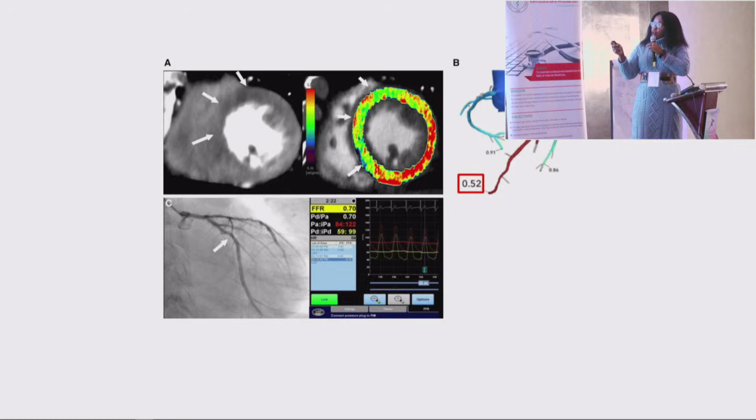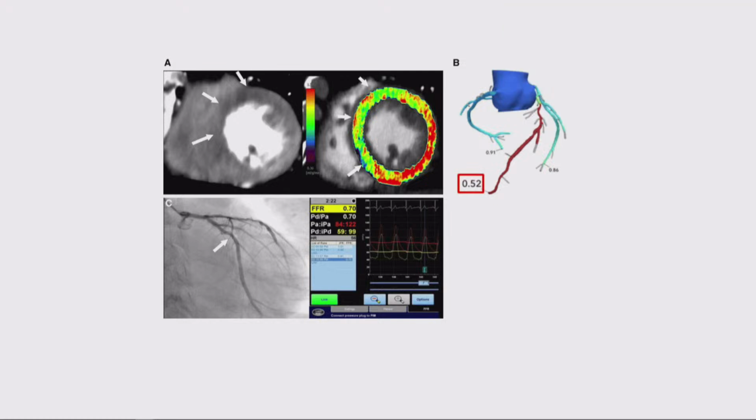You're able to combine CT. CT is able to assess for ischemia, and you're able to fuse that up with your angiogram and CT-FFR, which is quite costly. We won't be having it in Africa soon, but it's currently being used in the West.